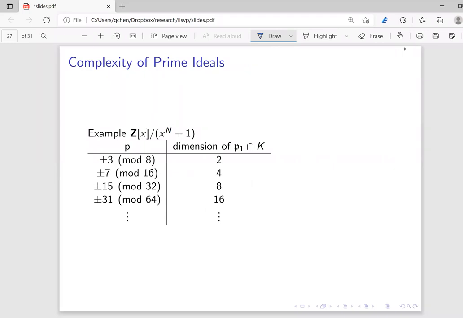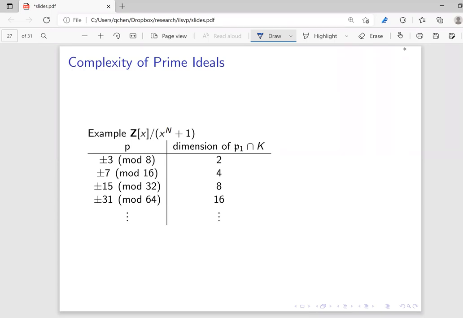It's very easy. And we have this kind of hierarchy: if the prime is plus or minus 3 mod 8, then the dimension is just 2. If it's plus or minus 7 mod 16, you just need to solve SVP in dimension 4. And if it's plus or minus 15 mod 32, the real dimension is just 8. So it's not going to be the capital N, which could potentially be very large, but just 8. So for half of the rational primes, the prime ideals lying over them will be extremely easy, with just dimension 2. You can see there is a hierarchy of difficulty, and the difficulty changes quite a lot.